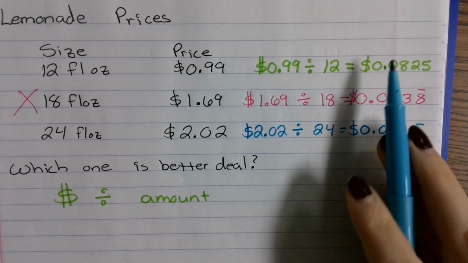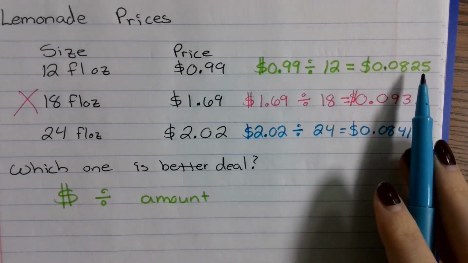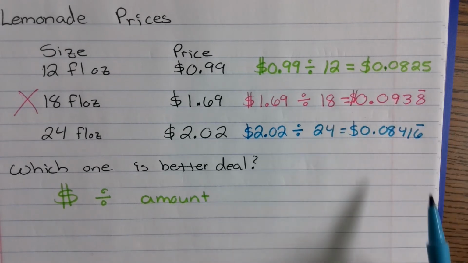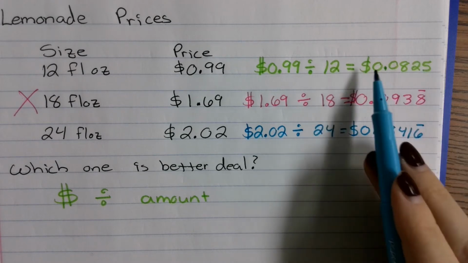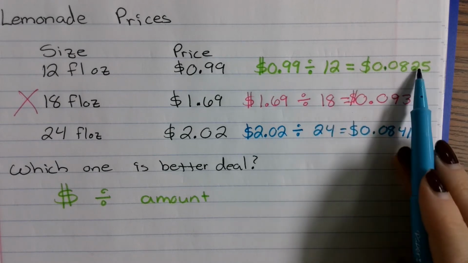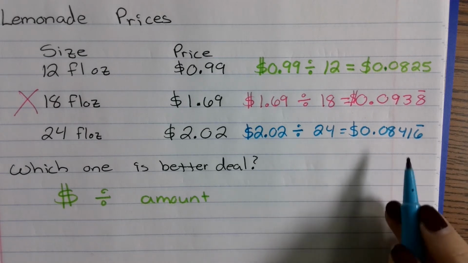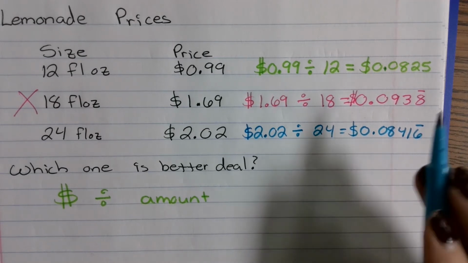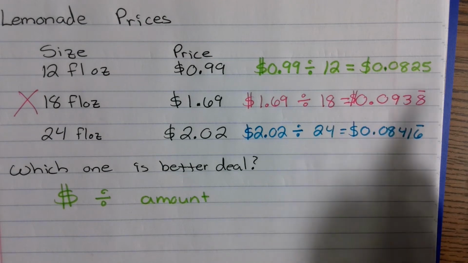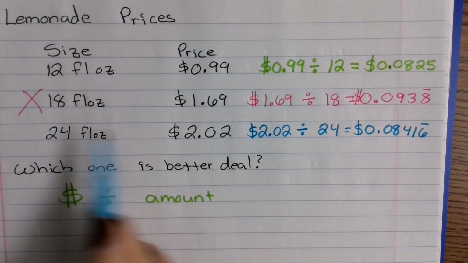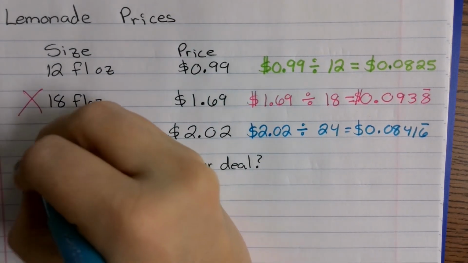So again, we have two values that are 0.08. So which one's cheaper? The first one, because it's 0.082. This is 0.084. So 0.082 is cheaper. So in the long run, this 12 fluid ounce is going to be the cheapest.